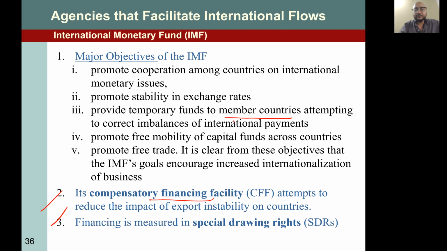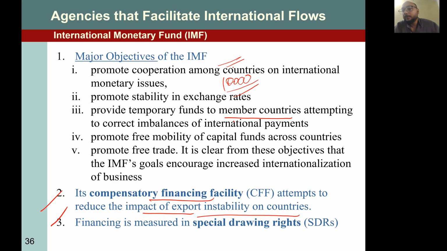So CFF, which is compensatory financing facility, attempts to reduce the impact of export instability on countries. Similarly, like a line of credit in the bank, you are an old customer, you have a relationship with the bank of more than 5 years. So the bank will say, okay, if any check comes to you for more than your balance, up to 10,000, we will support you. We will pay on your behalf, because dishonoring of a check is considered very bad for your reputation.